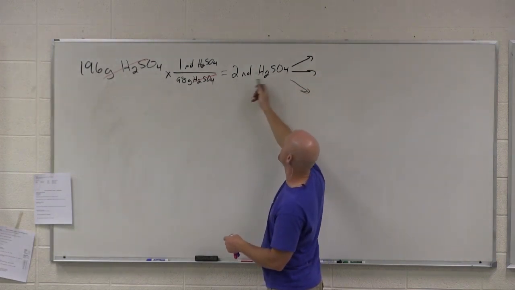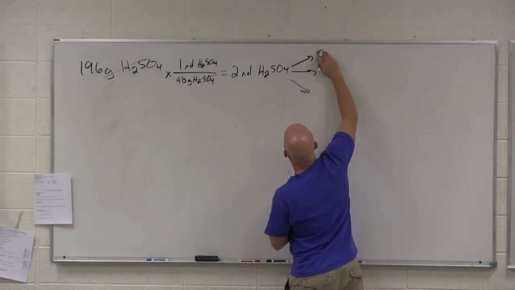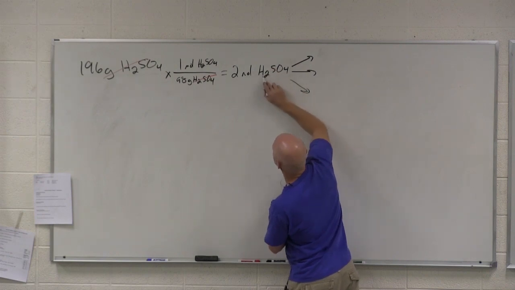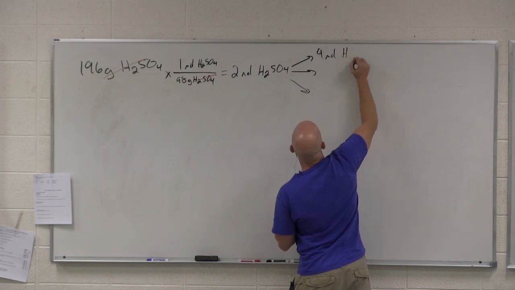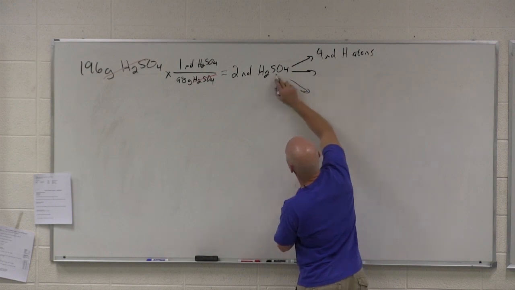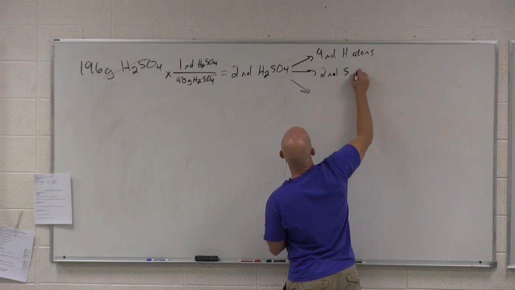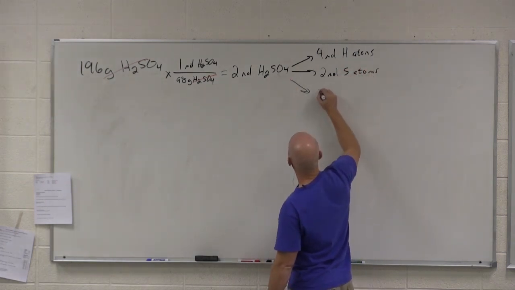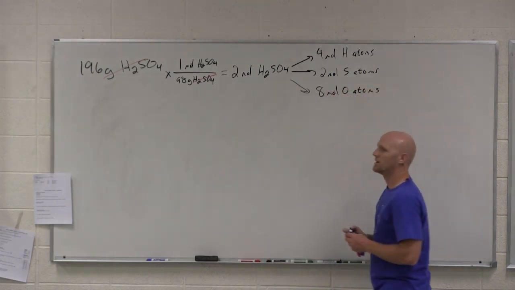If we have 2 moles of H2SO4, how many moles of hydrogen atoms do we have? Every one of these has 2 moles of hydrogen atoms, so if we have 2 moles of H2SO4, we have 4 moles of H atoms. How many moles of sulfur atoms? 2. Good, only 1 sulfur per H2SO4, so 2 moles of H2SO4 is 2 moles of sulfur atoms. And finally, how many moles of oxygen atoms? 8. Awesome, 8 moles of oxygen atoms.